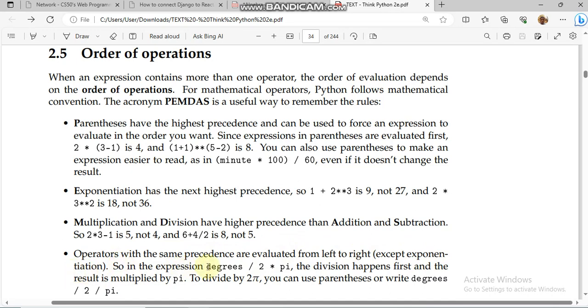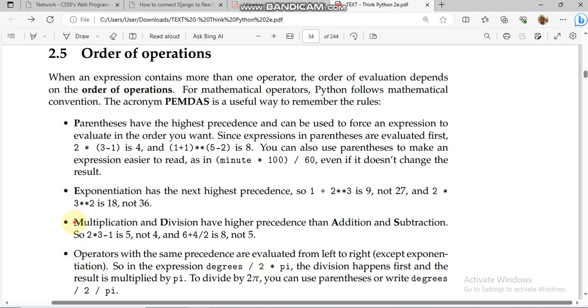So in the expression degrees 4/2 multiplied by pi, the division happens first and the result is multiplied by pi. If I have anything here, let's say for instance 10, 10 divided by 2 will give 5. So this division will take place first before multiplication, because division and multiplication have the same precedence.